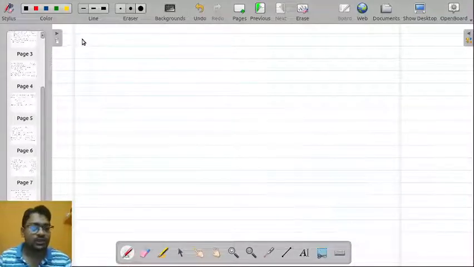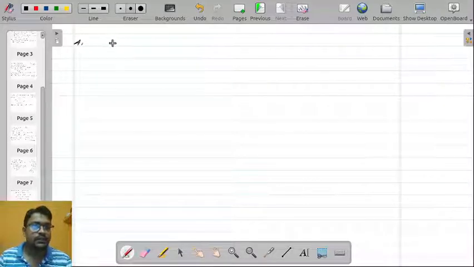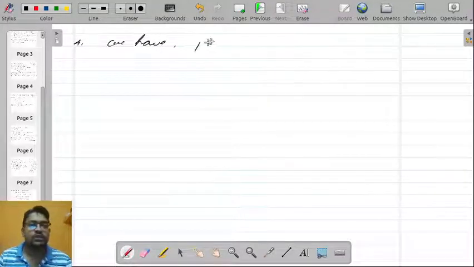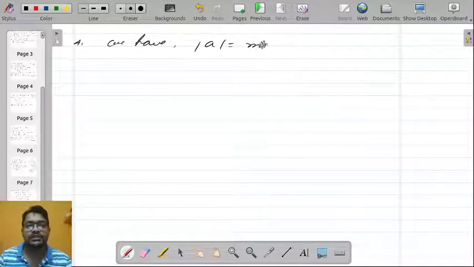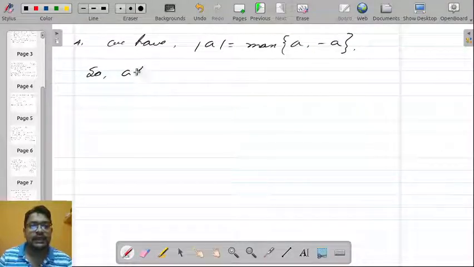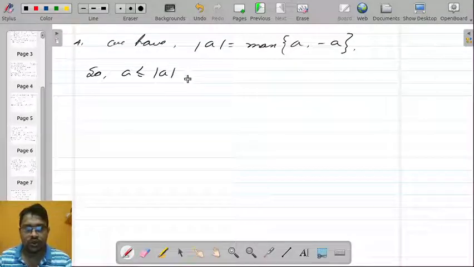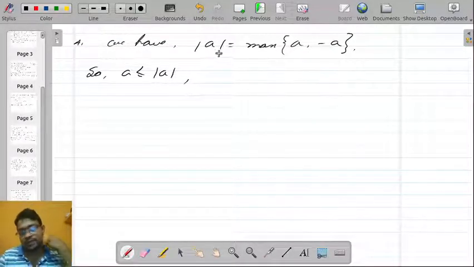Okay, or we can do it independently as this. So just we'll use this definition. Mod a is the same as the maximum of a comma minus a. Okay. So a is less than or equal to mod a. So the maximum of a and minus a is mod a. So that means both of them are less than or equal to mod a.